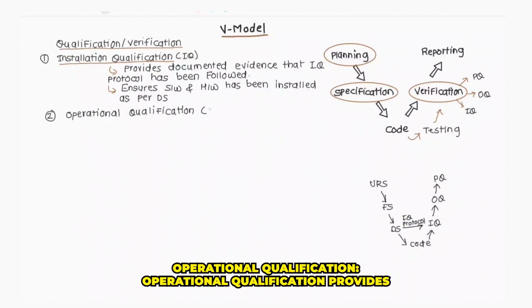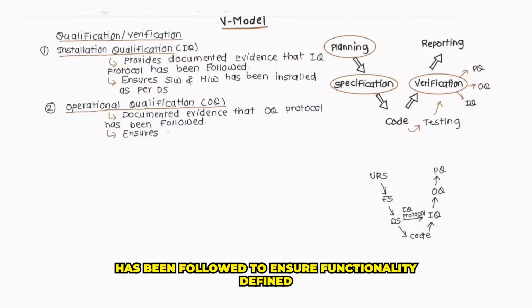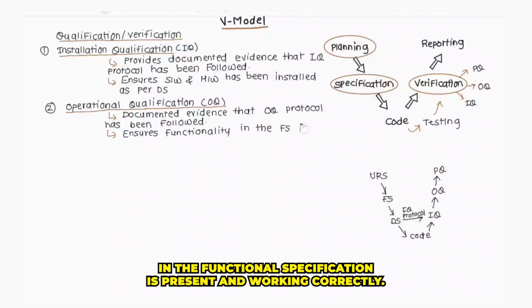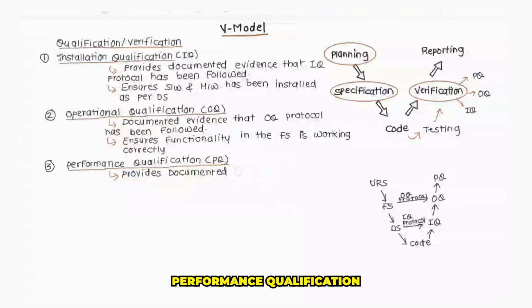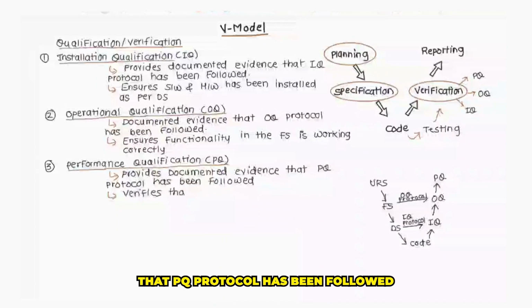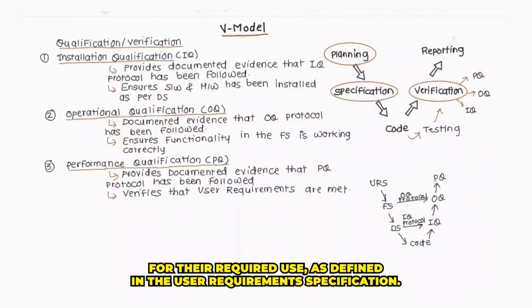Operational qualification provides documented evidence that the OQ protocol has been followed to ensure functionality defined in the functional specification is present and working correctly. Performance qualification provides documented evidence that the PQ protocol has been followed to confirm the software will meet user needs and is suitable for their required use as defined in the user requirement specification.